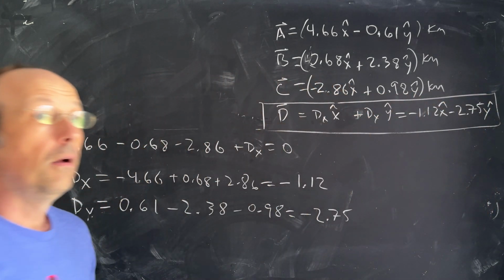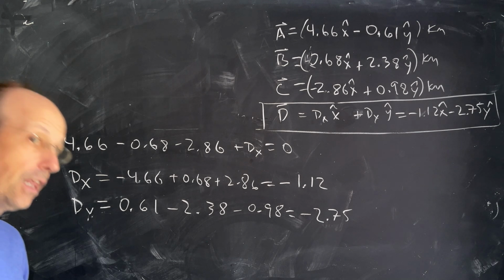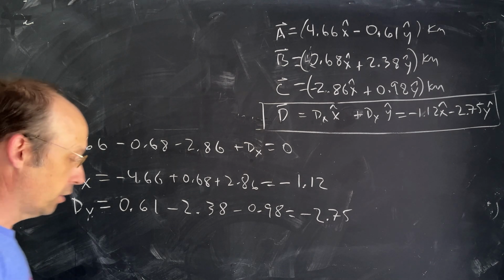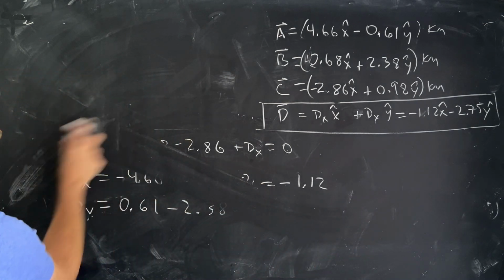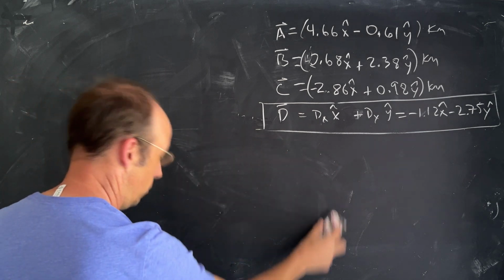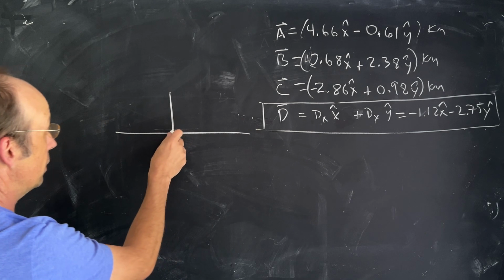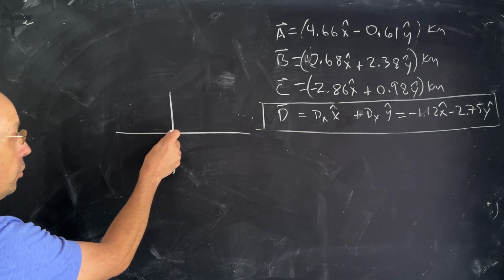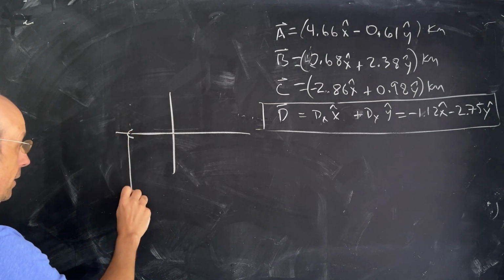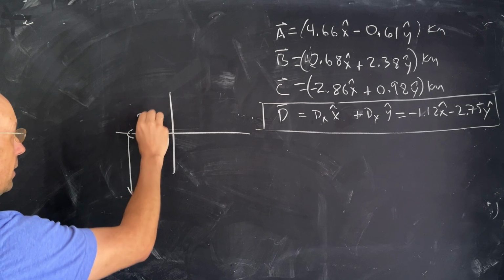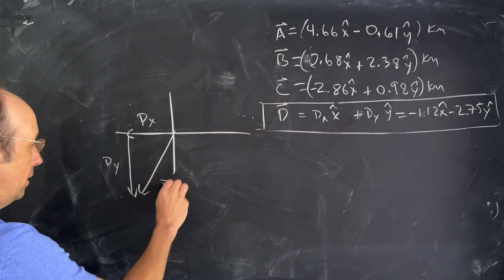Technically. However, the problem wanted to know the length of the fence and the angle of the fence. So let's just draw that vector. We don't have to. We want to. Okay. So here's that vector d. It goes negative 1.12 in the x direction. That's dx. And then negative this in the y direction. So this is dx, dy, and that's the vector d.